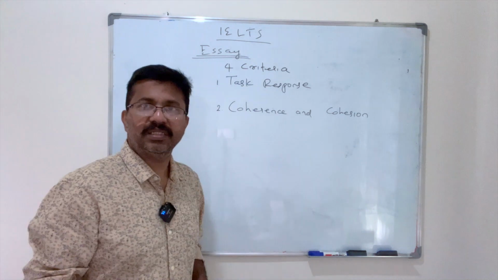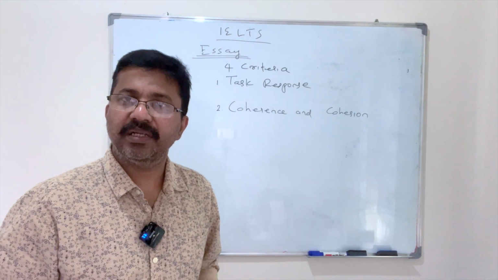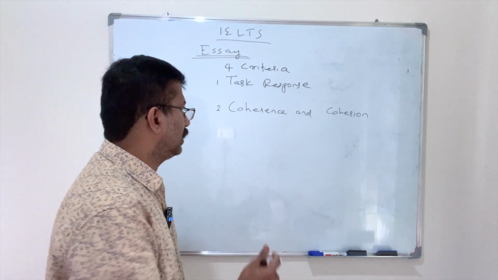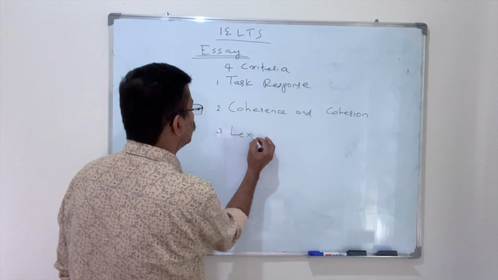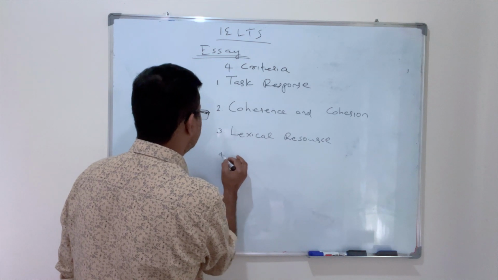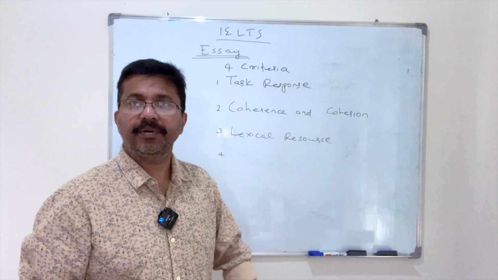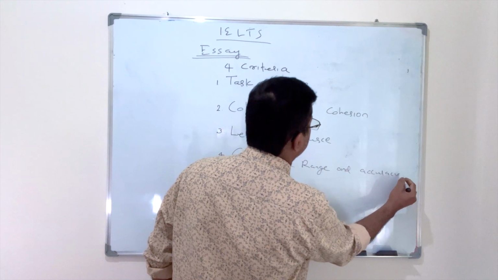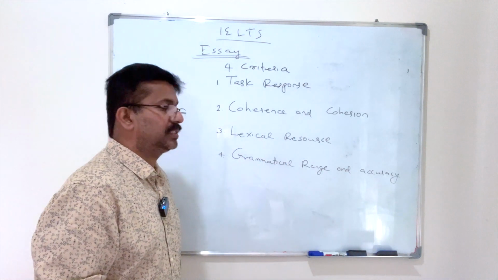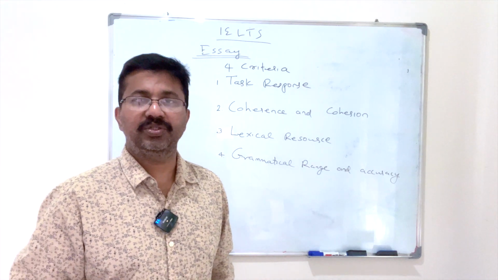The first one is task response. The second one is coherence and cohesion. The third one is lexical resource. And the fourth one is grammatical range and accuracy. These are the 4 assessment criteria for task 2.